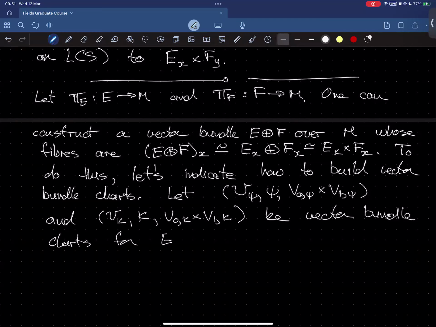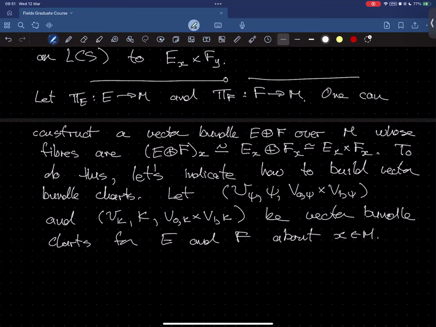For E and F about X in M. Okay. All right, so there's a simplification that you want to make right away.